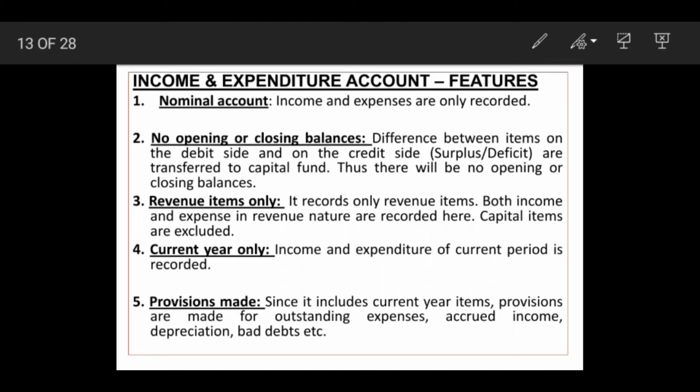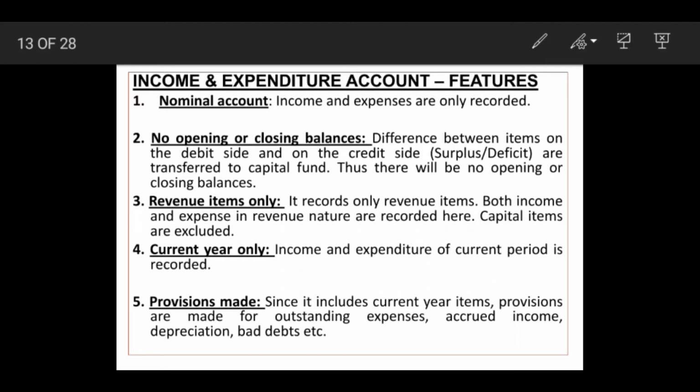The difference between the items on the debit side and credit side, that means there will be either surplus or deficit, and that surplus or deficit will be adjusted with the capital fund in the balance sheet. If it is surplus, that surplus will be added with the capital fund, and if there is deficit, that deficit will be deducted from the capital fund.